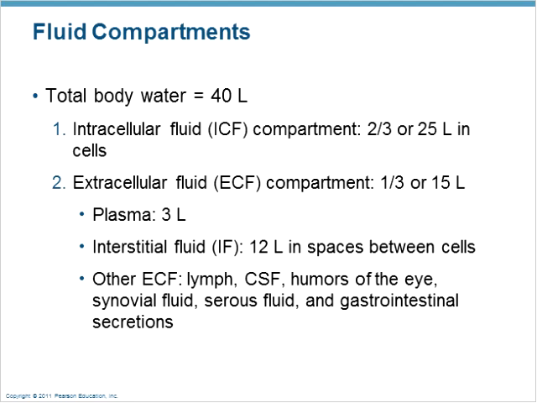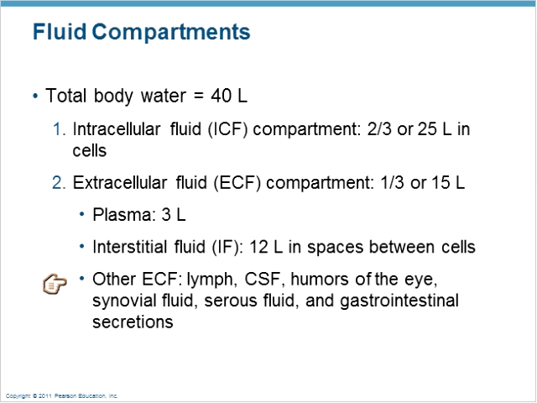When we talk about the fluid compartments, we're really talking about the total body water in all of the body, and that adds up to about 40 liters of fluid. There's intracellular fluid, and that's two-thirds, about 25 liters, in the cells. The extracellular fluid is one-third, about 15 liters, outside of the cell. The plasma makes up about 3 liters of that. Interstitial fluid, the fluid within all the tissue spaces, makes up about 12 liters.